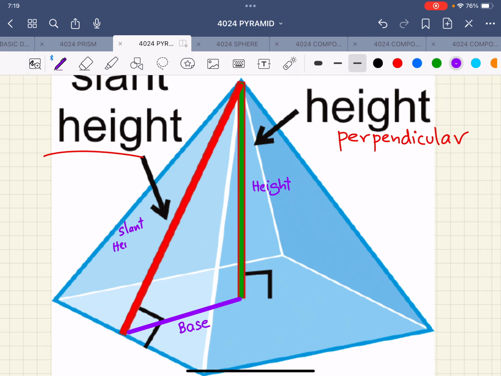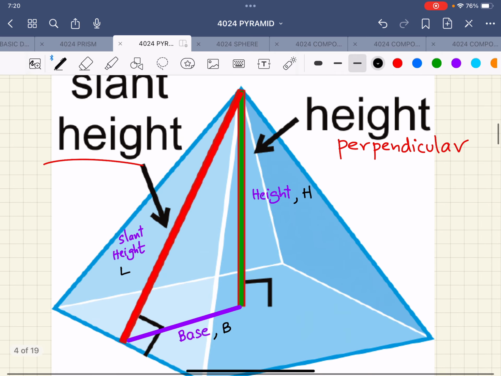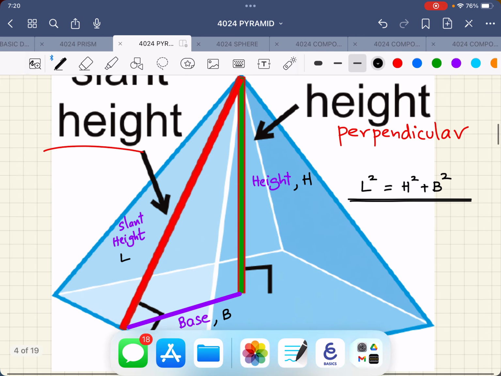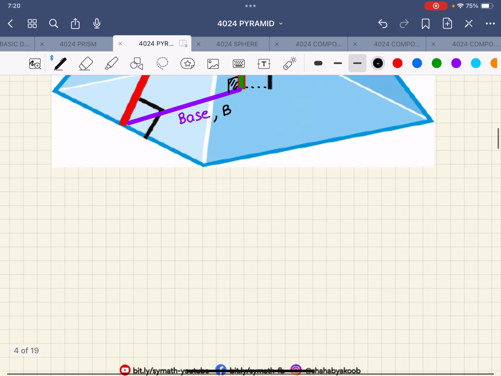Now let me give it some symbols. Let me use H for the height, B for the base, and L for the slant height. Therefore, L square is equal to H square plus base square. That is one of the applications that I'll be using later. And remember, this is a right angle triangle over here. So therefore, this is also a right angle triangle.